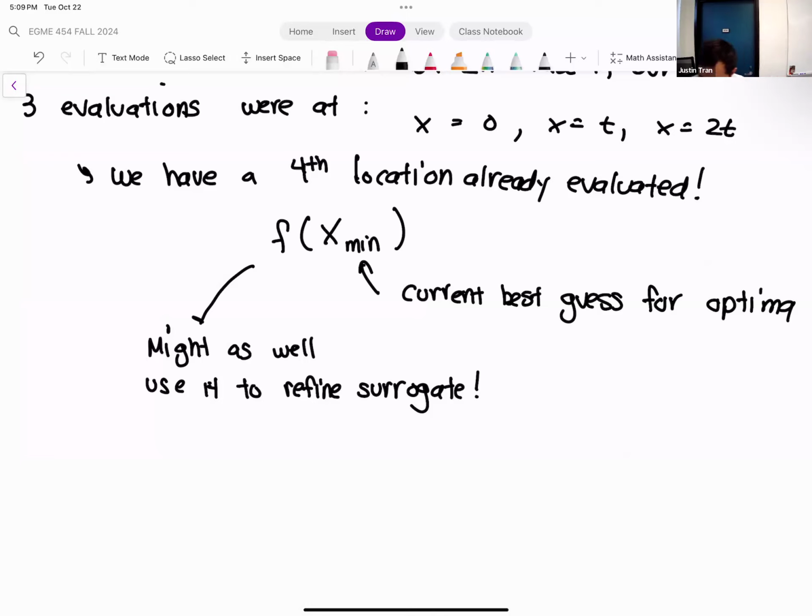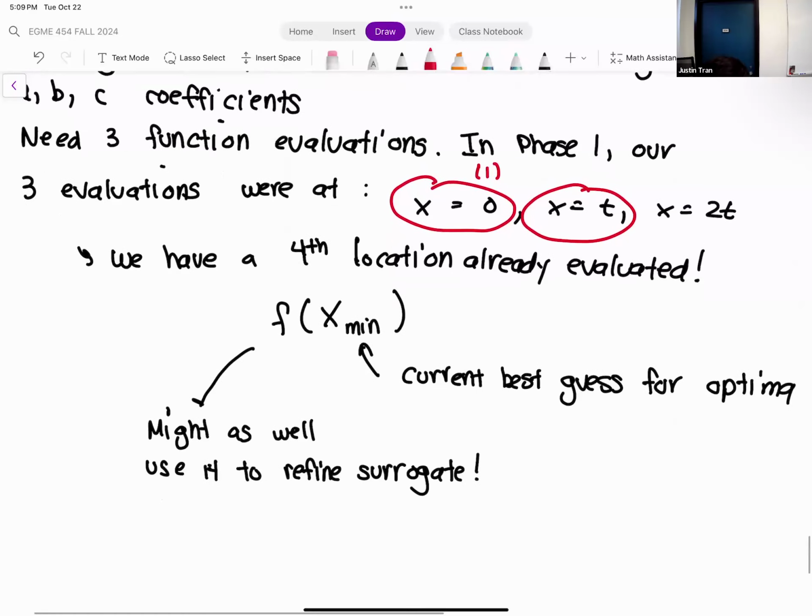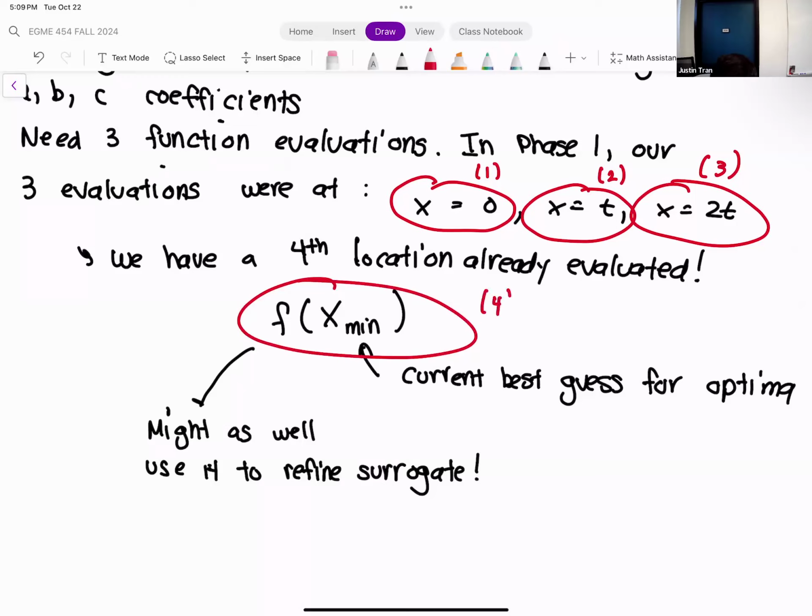Okay. So our four function evaluations at this point are x is equal to 0, so that's function evaluation 1. x is equal to t, so that's function evaluation 2. x is equal to 2t, so that's function evaluation 3. And x min, which is function evaluation 4. So we need to choose the three best locations out of these four to refine our surrogate and recompute A, B, and C.